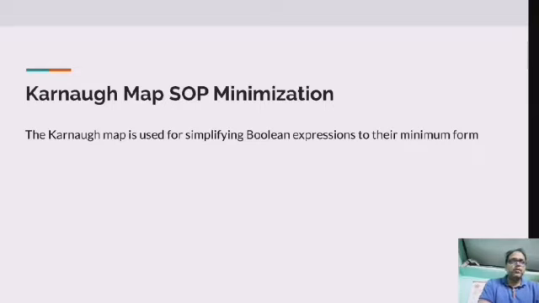So we have to minimize the expression in such a way that we get the minimum number of terms and the minimum number of variables per term. A minimized SOP expression will contain the fewest possible terms with the fewest possible variables per term. Generally, a minimum SOP expression can be implemented with fewer logic gates than a standard expression.